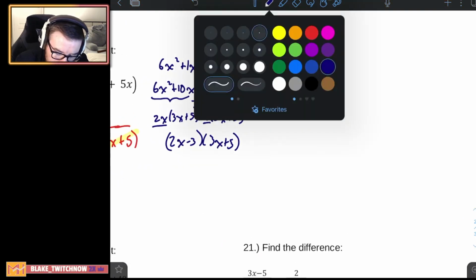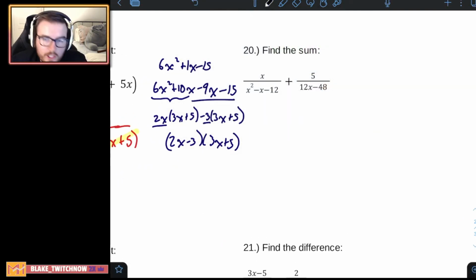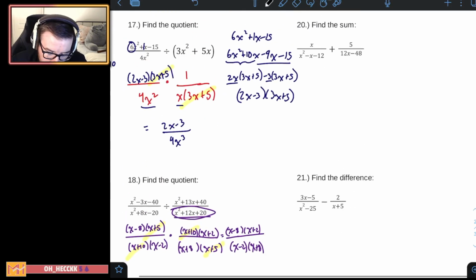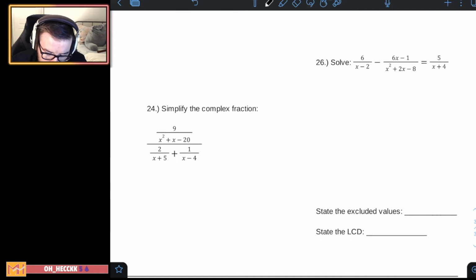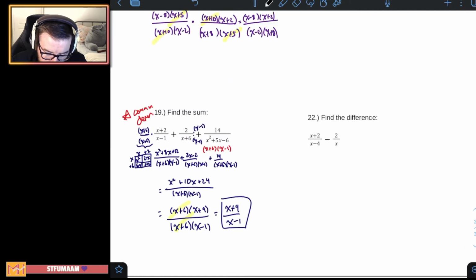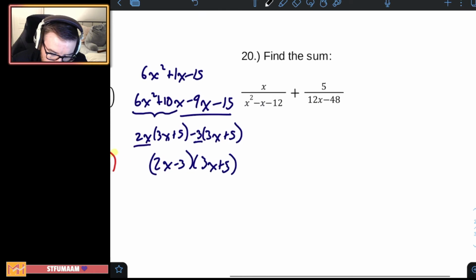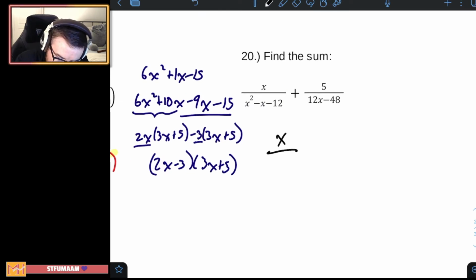Finding the sum. I think we're making good time here. We're only 23 minutes in, and we have 1, 2, 3, 4, 5, 6, 7 problems left. I think we're making good time. These are going to slow us down though, but I think we'll be okay.